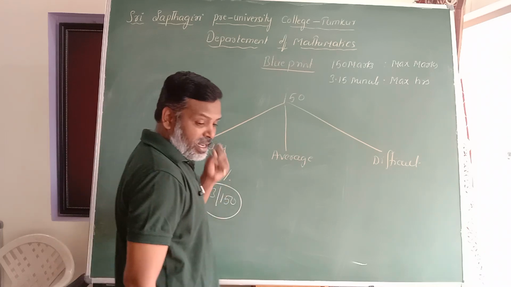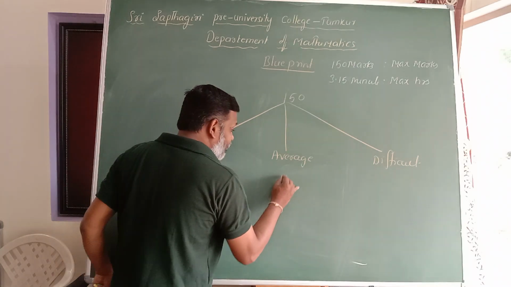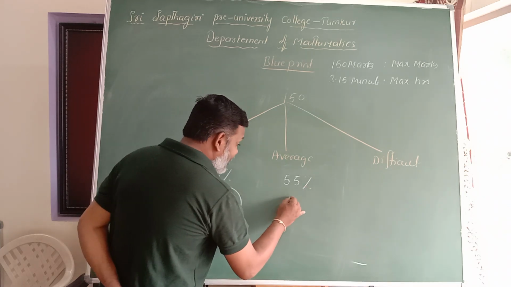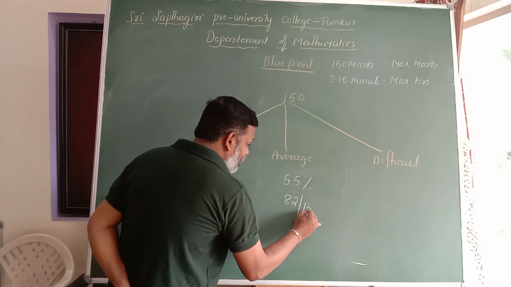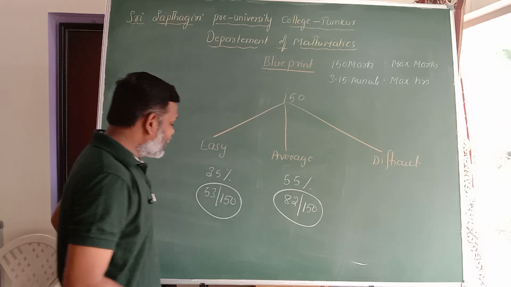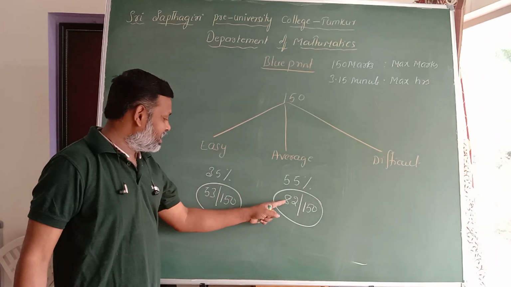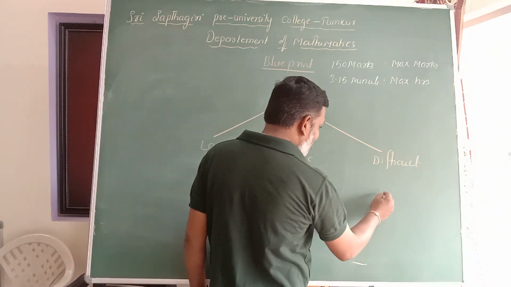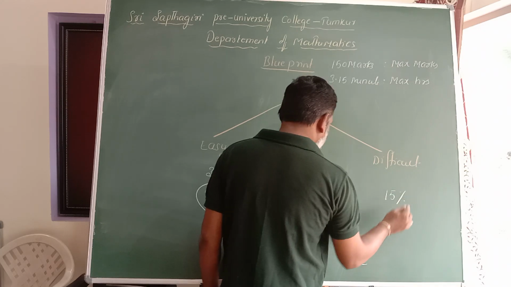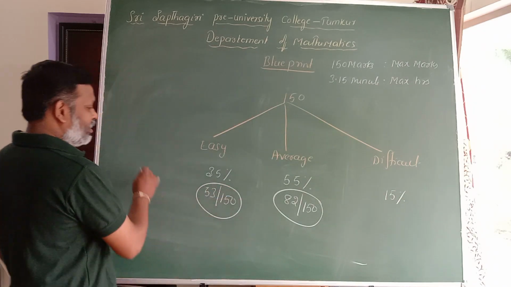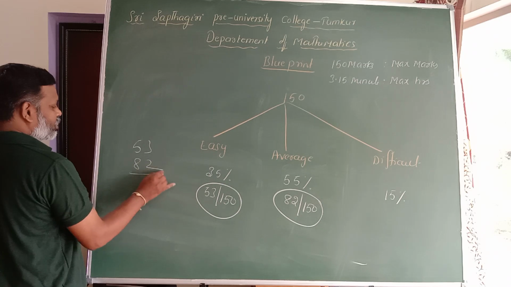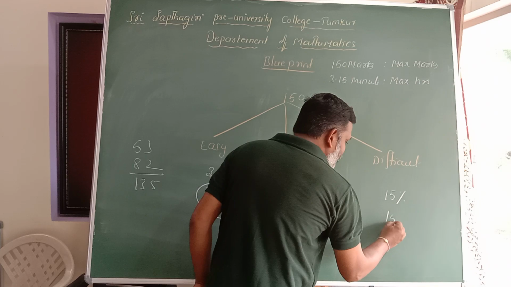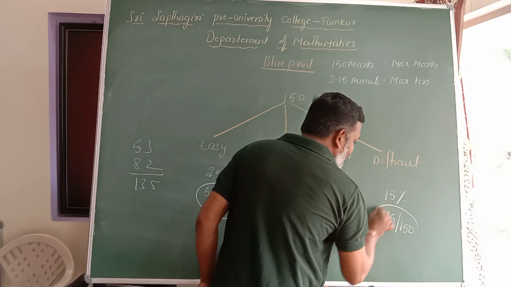The next one, average level, is 55%. That means 55% is nothing but 82 marks out of 150. So it is easy for those who want to pass, and easy for those who want a distinction. And the next is the difficult level, which is only 15%. So 53 and 82 is 135. Only 15 marks are difficult out of 150.